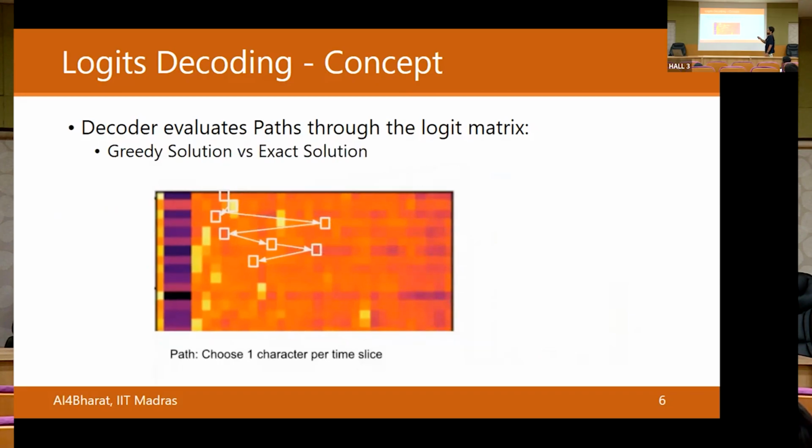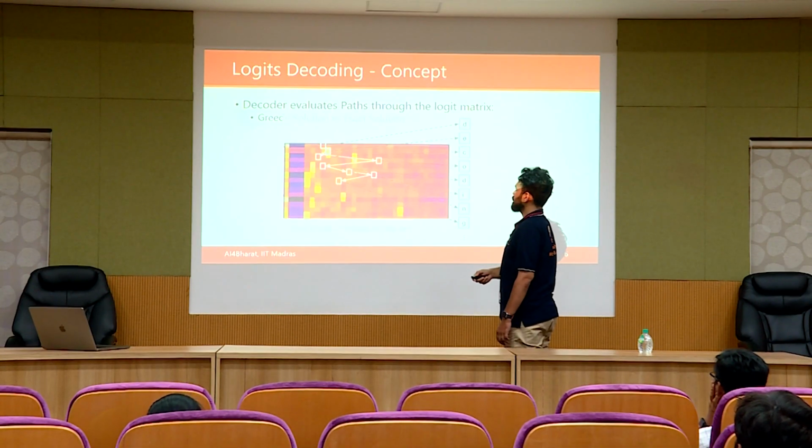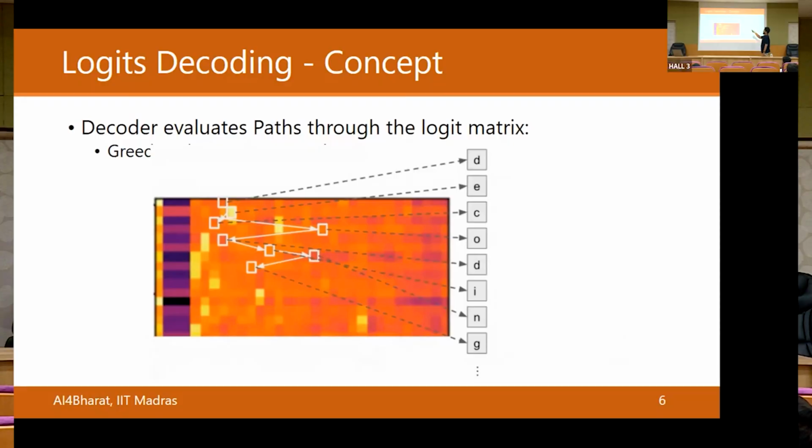We'll take the best output, the best character at each time step, and we'll keep moving on, as you can see here. So this is D, the output at the first time step, and then E, C, O, D, I. So this is how we evaluate using a greedy decoder.